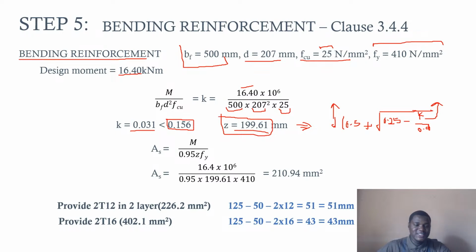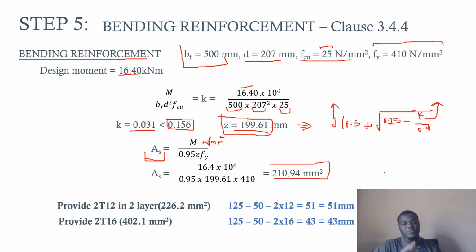So once you are done with this, you just substitute it inside the area of tension reinforcement, As. So substitute moment 16.4, but you convert it to Newton millimeters. That's why you multiply it by 10 to the power of 6. Then 0.95, Z is 199.61, Fy is 410. So what is left here is just substitution. So at the end of the day, our rib beam requires a reinforcement of what? 210.94 millimeters square. This is the area of reinforcement required.